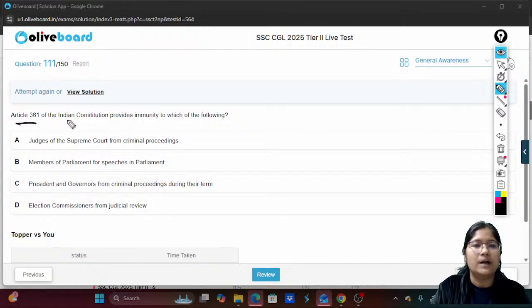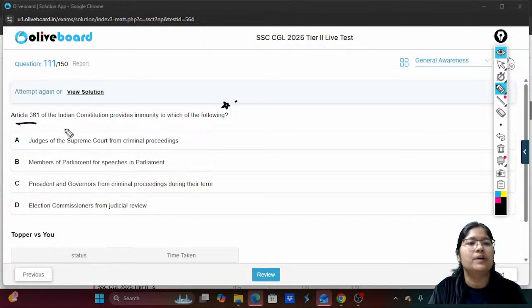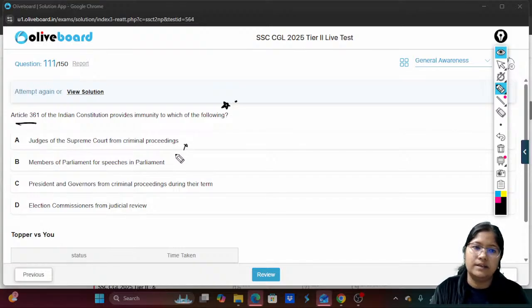Article 361 of the Indian Constitution provides immunity to which of the following? So Article 361 provides immunity to judges of the Supreme Court from criminal proceeding. No article is there like that. Members of the parliament for speeches in parliament does not make sense. Government and the president and the governors for criminal procedure during their term. So that during their term they are able to do their work properly. So that is why there is the Article 361.